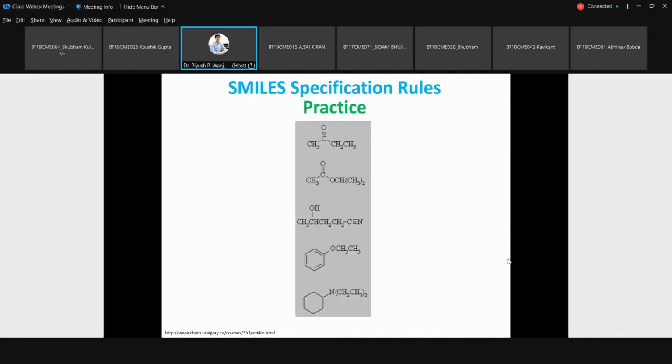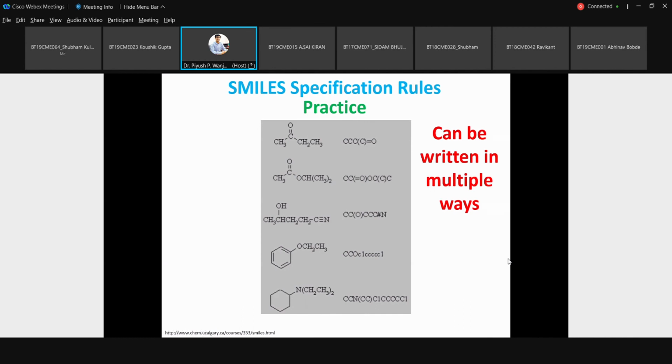Okay, so these are there for practicing. I would suggest you practice and try to visualize also. Suppose if I ask you in the exam, for a particular structure, give me the SMILES string. Different students will always have different SMILES representations. But if I ask you to give me the structure from any SMILES string, that structure should always be the same.